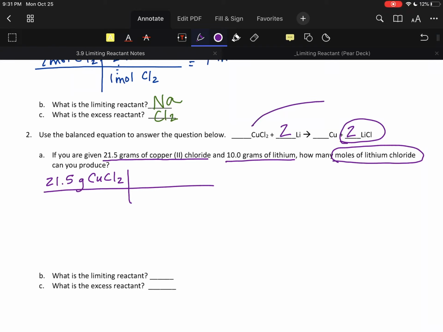Remember, I can't go from here to here until I convert to moles. So can I convert grams to moles? Yes, I can. I'm just going to look at the periodic table. Okay, and I'll kind of write this over on the side here. So copper is 63.55. Chlorine is 35.45, but I have 2 of those. Okay, so I need to type that in my calculator so I can get some type of answer.